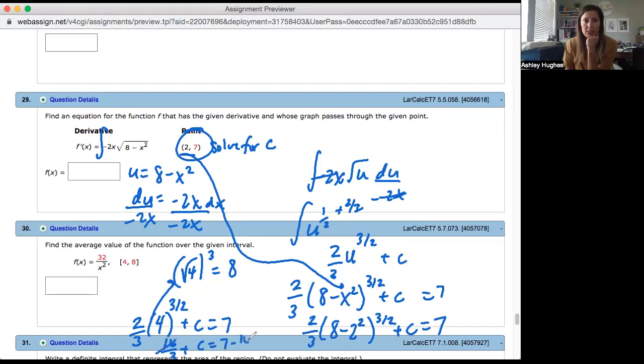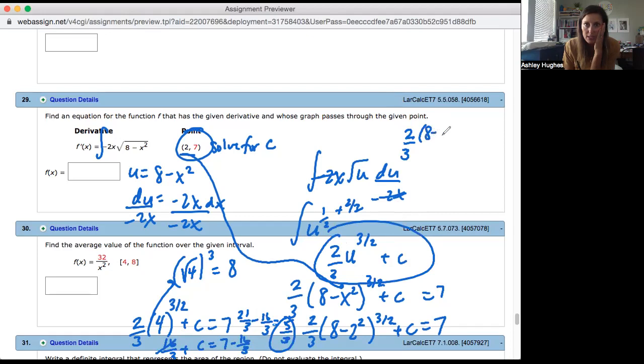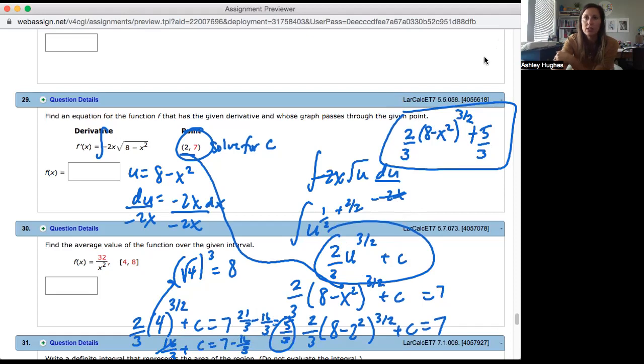So subtract 16 over 3. 7 would be 21 over 3. So that's 4, 5, that's 5/3. So that means c equals 5/3. So that means your answer is this function right here. 2/3, instead of u, you're writing what u was. And instead of c, you write what c was, which we got to be 5/3.